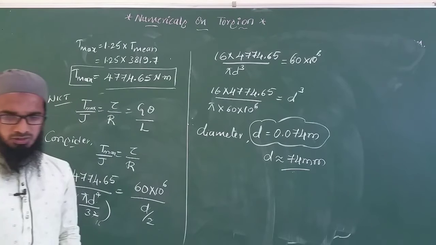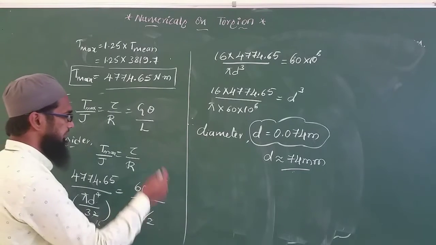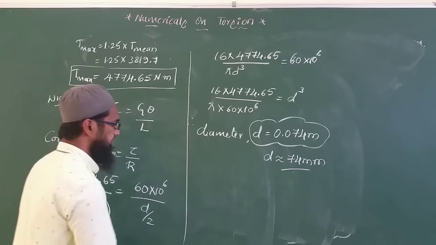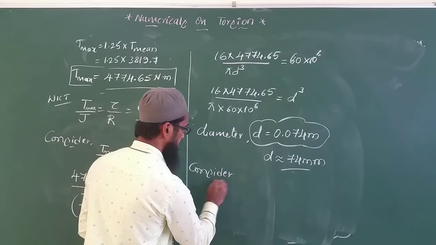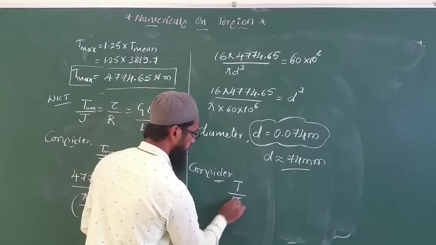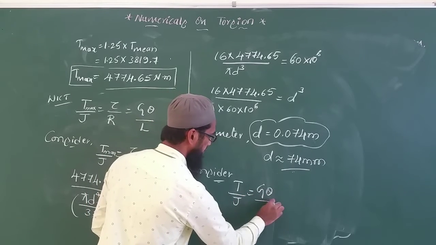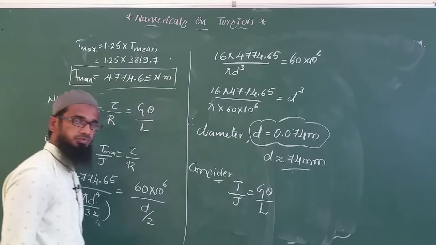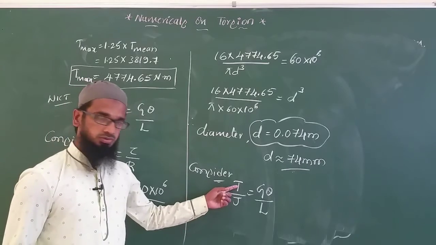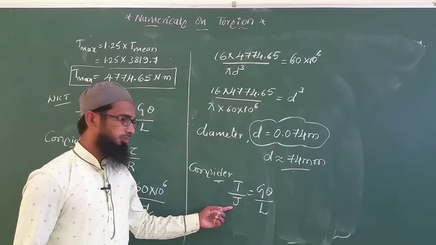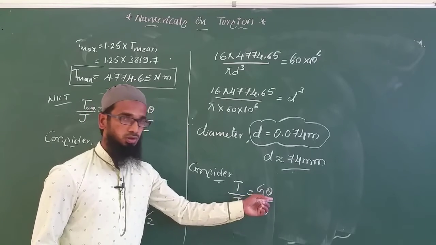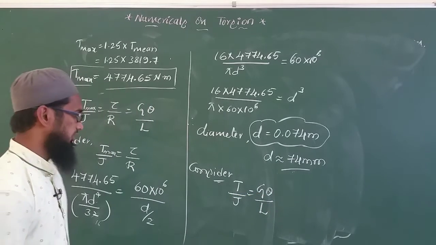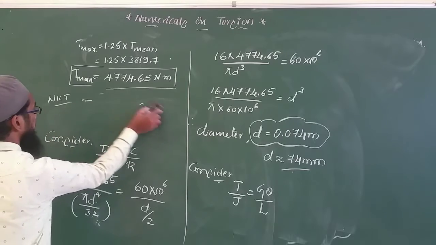The next thing we have to find out is the angle of twist. This is our first part done. Now to find the angle of twist, T by J is equal to G theta by L. Again here it is T maximum. J is the polar moment of inertia, pi d power 4 by 32. G is the modulus of rigidity. Theta is unknown, and this length is the length of the shaft. We just substitute the values over there.